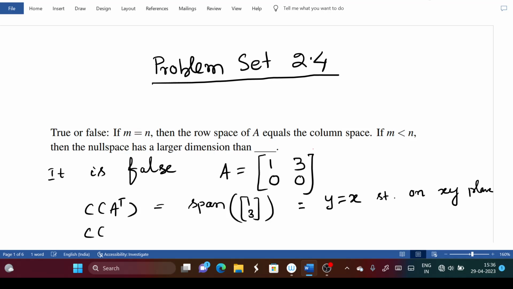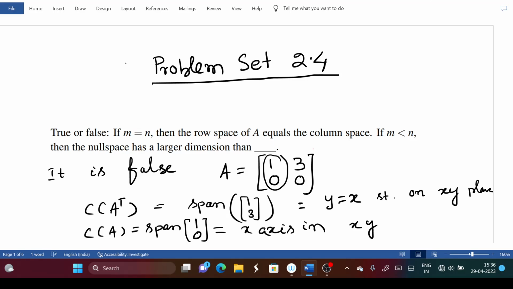What is the column space? This is my column, so what is my column space? That is the span of 1, 0. That is equal to what? That is equal to the x axis in the xy plane. So naturally, what we are getting is that the column space is not equal to the row space.